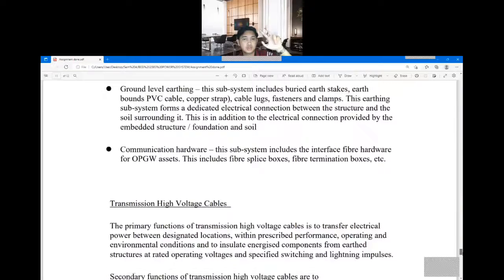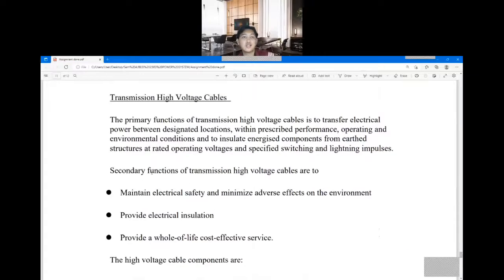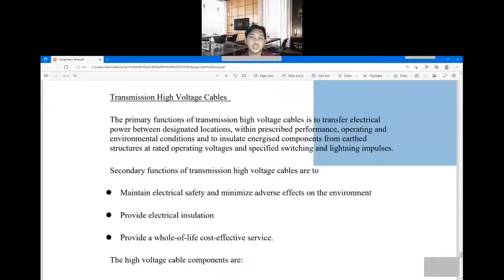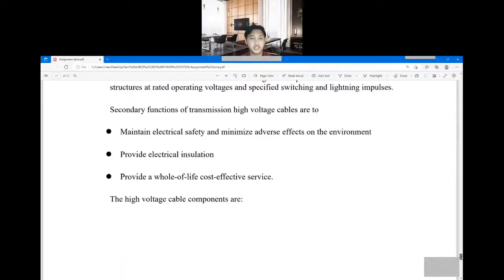Next, transmission high voltage cable. The primary function of transmission high voltage cable is to transfer electrical power between designated locations within prescribed performance, operating and environmental conditions, and to isolate energized component from its structure at rated operating voltage and specified switching and lightning impulses. So basically, the secondary function is more or less the same as the others.